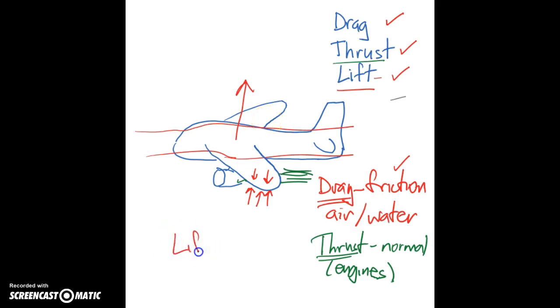And our lift is also a little bit like a normal force. Our air is pushing up on the bottom of the wing, pushing down on the top of the wing, and the difference between those two values is the lift of the wing.